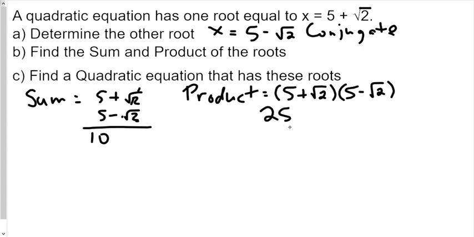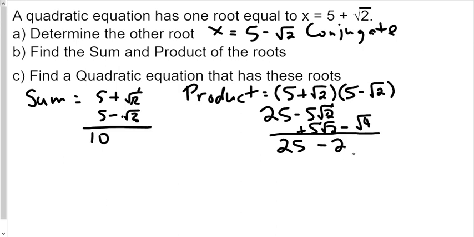5 times negative square root 2 is minus 5 square root 2. Square root 2 times 5 is plus 5 square root 2. And positive square root 2 times negative square root 2 is negative square root of 4. Now we add them all up and we get 25. These cancel out. And we minus square root of 4, which is the same thing as minus 2, because square root of 4 is equal to 2, which means our product is going to be 23.